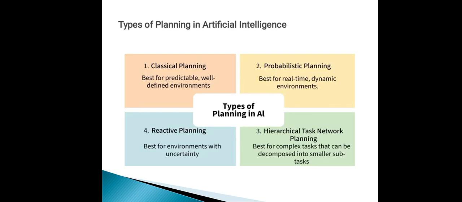Next, types of planning in artificial intelligence. There are four major types of planning: classical planning, probabilistic planning, reactive planning, and hierarchical task network planning.